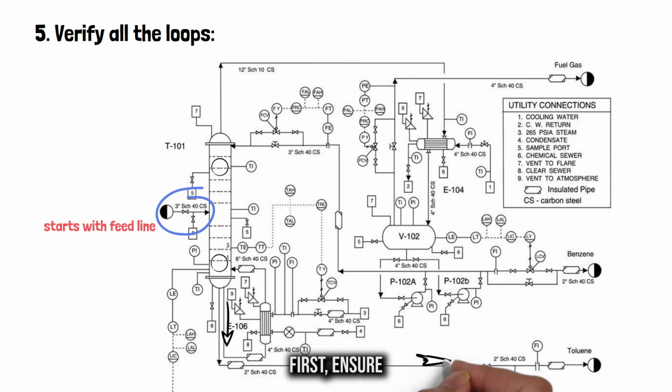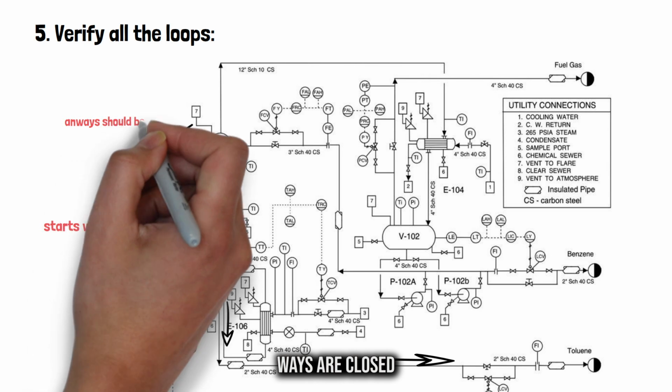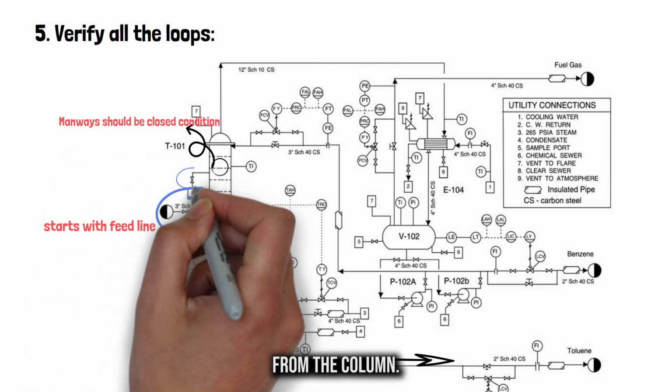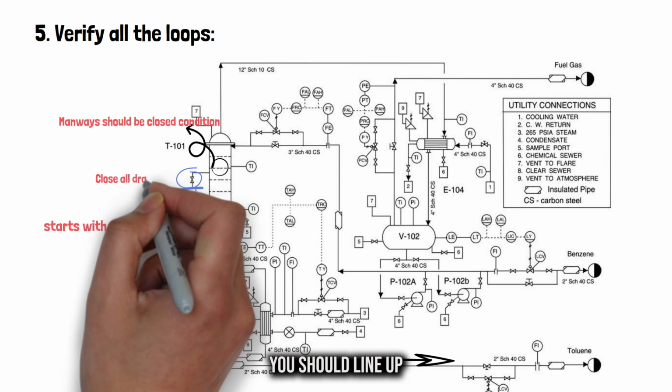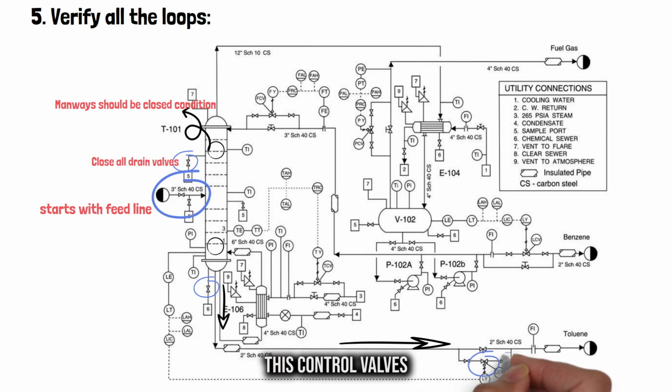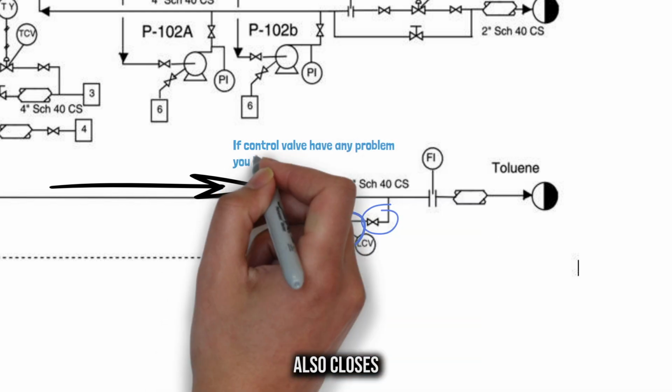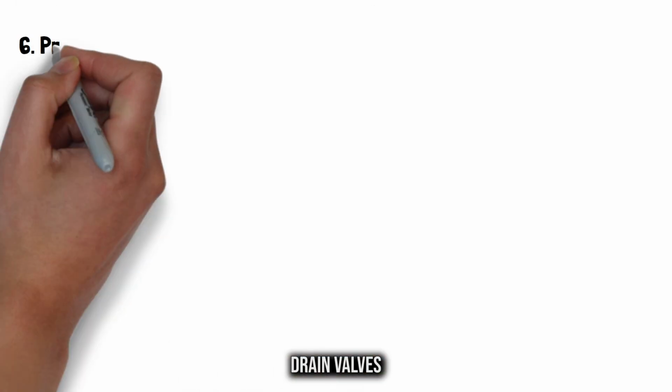So check the column first. Ensure all manways are closed and torqued. Close all drains from the column. And here at the bottom, you should line up these control valves or open bypass valves. Line up this flow indicator also and close drain valves.